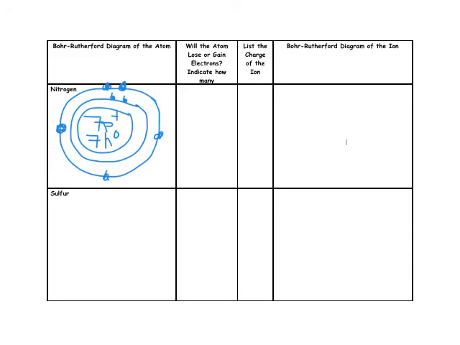When we think about whether the atom will lose or gain electrons, because there are 5 valence electrons, it's easier for the element to gain 3 electrons than to lose 5 electrons. Remember, elements always want to be stable. So this element will gain 3 electrons to reach the number 8. If it's gaining 3 electrons, the charge of the ion will be 3 negative, because if the element gains 3 electrons, it now has 3 more negative charges than positive charges.